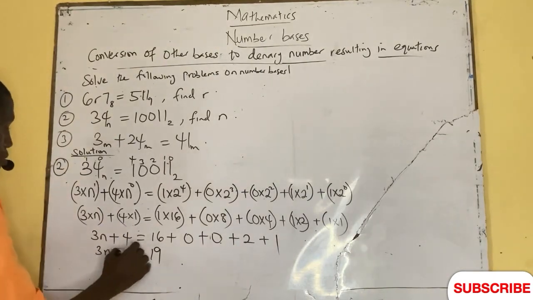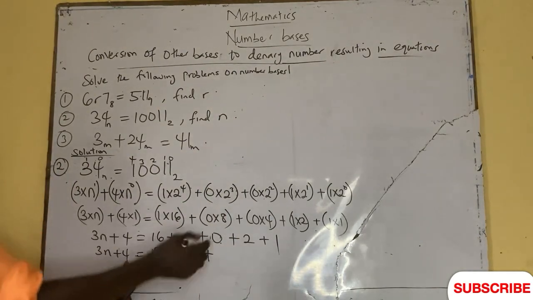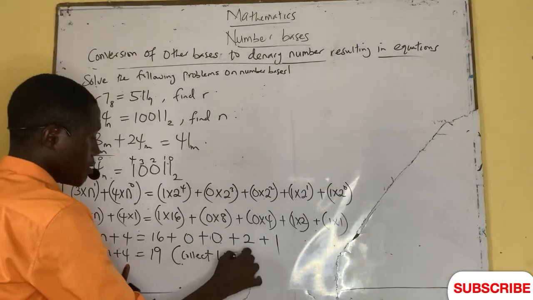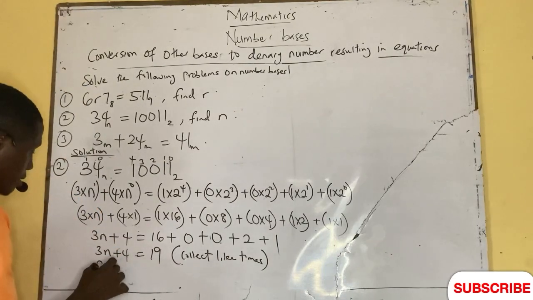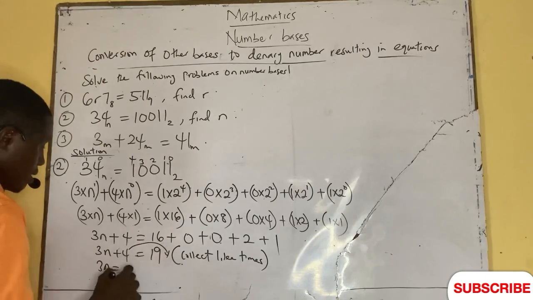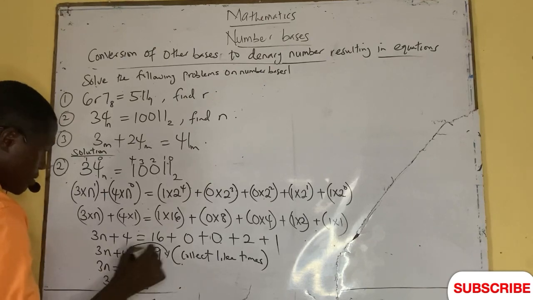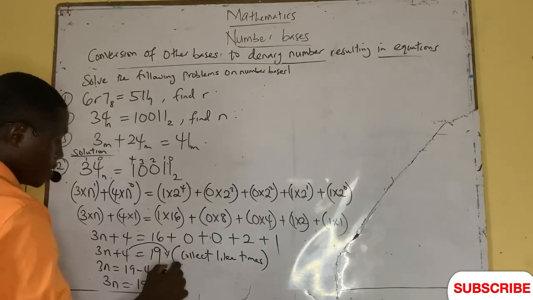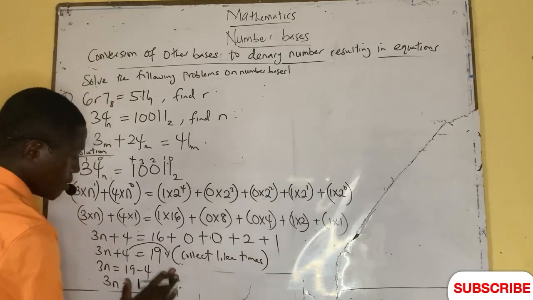So by so doing, you collect the like terms by transferring 4 to the other side. Collect the like terms by rearranging. So we have 3n equal to 19 minus 4. So 3n is equal to 15. So what do we do from here? Let me just finish it up here.